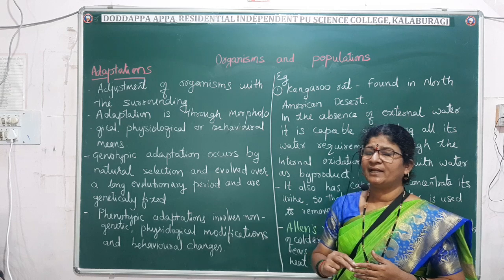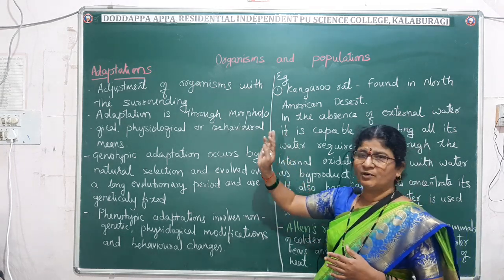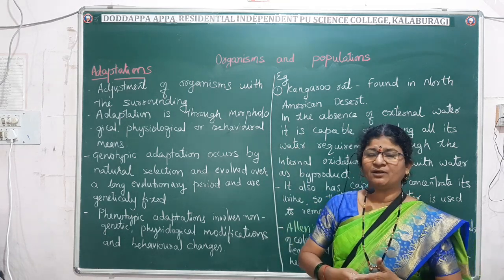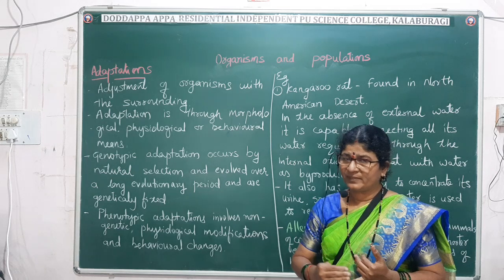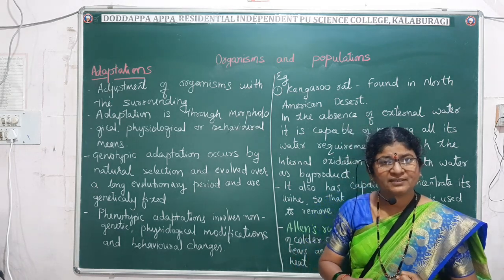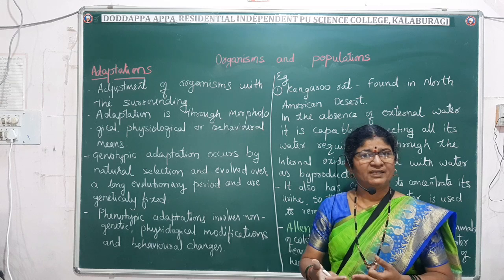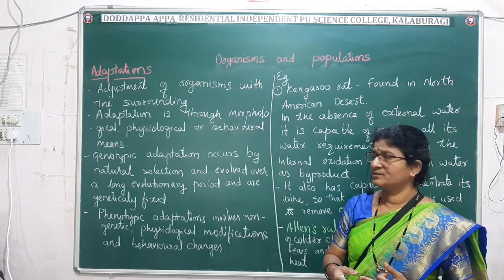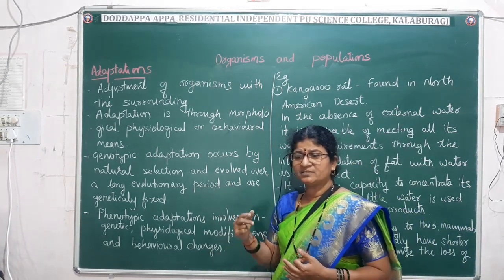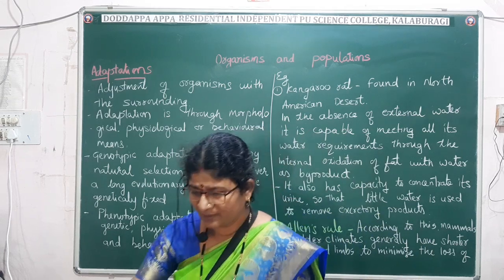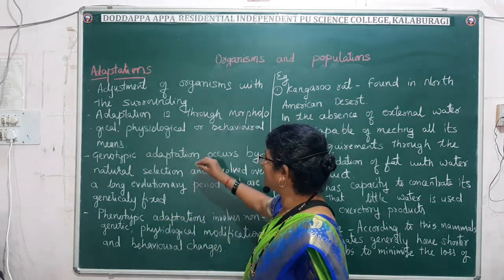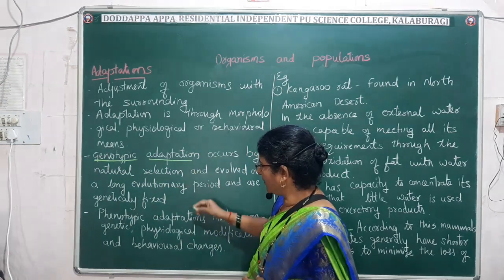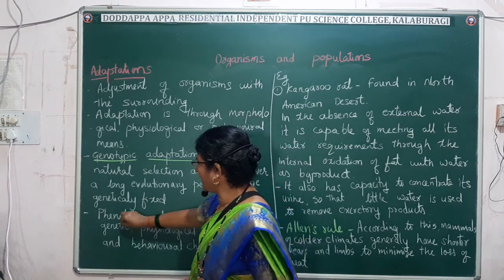Usually adaptation will occur through morphological, physiological and behavioral means. How will the organisms adapt? Some of the morphological features may change, physiological activities may change, or the behavior of the organism may change. I gave 2 examples of behavior in the previous class. Now, in adaptations, 2 types of adaptations are there: phenotypic adaptations and genotypic adaptations.